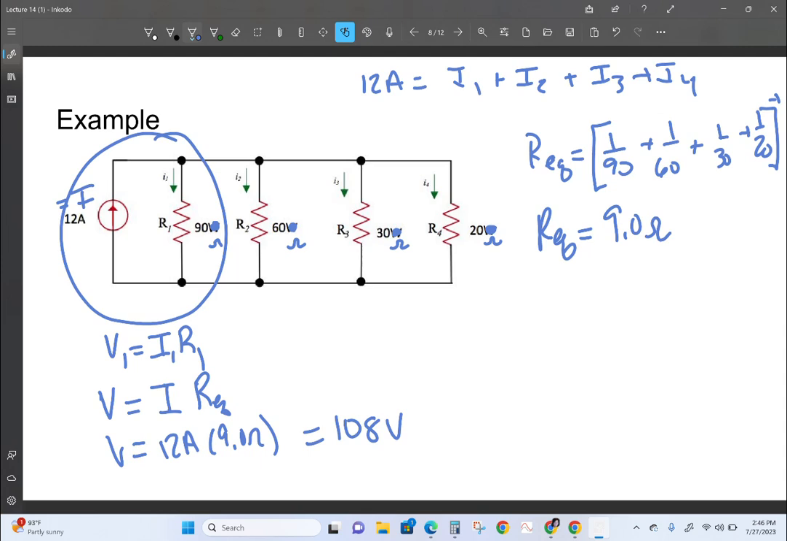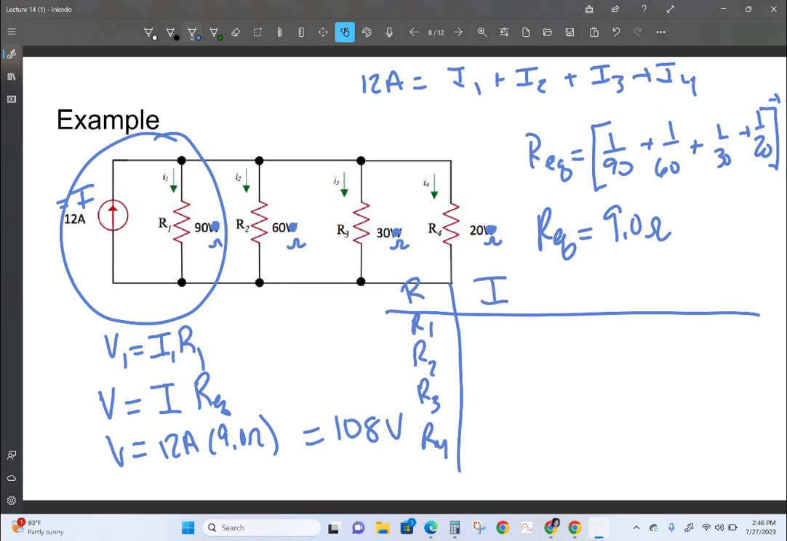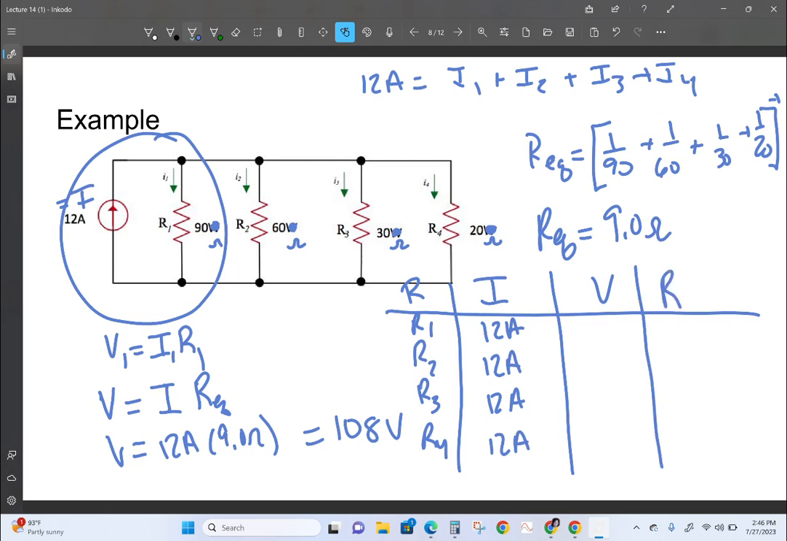108 volts. So let's make a little chart here to make it easier for us. We're going to put R1, R2, R3, R4. I'm going to put I here, and we're going to put V here. So I is the same as 12 amps for all of these. Right? And we're going to put R here, and R is 90 ohms, 60 ohms, 30 ohms, and 20 ohms.